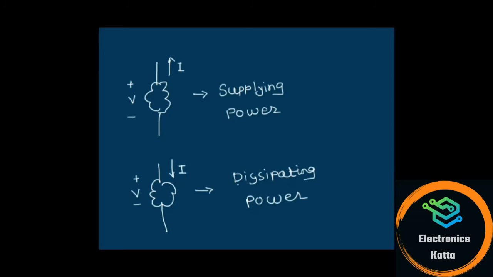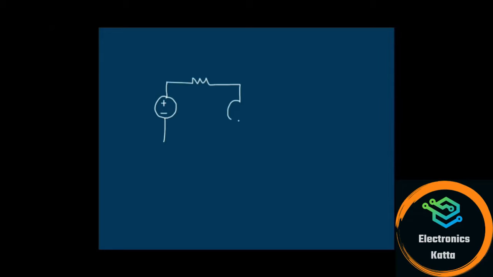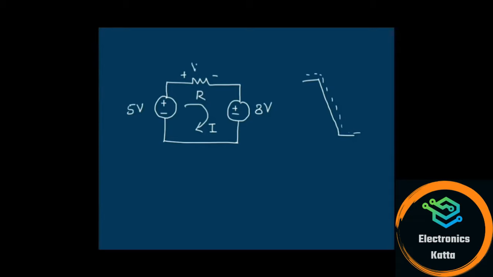So let's take one example to understand it very clearly. Let's say we have two voltage sources which are connected through one resistor. We have one voltage source of 5 volts and another voltage source of 3 volts, connected by one resistor R. The current will flow from higher potential to lower potential, like water flows from higher elevation to lower elevation. So we will have a current in the clockwise direction, and because of the flow of current there will be a potential drop across this resistor R. Let's say that is VR.